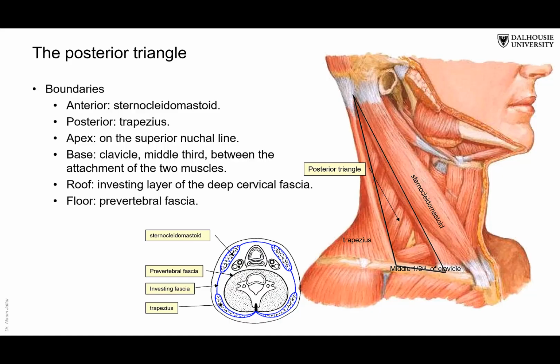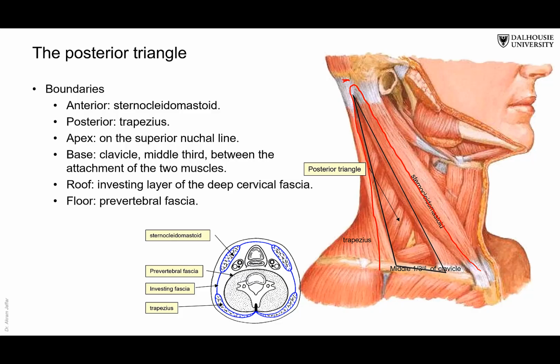The posterior triangle, if you look at it now, is bounded by the sternocleidomastoid and the trapezius. Of course, they are going to meet here at this line, which is called the superior nuchal line. We have studied that when we studied the osteology of the skull. Remember the external occipital protuberance in the midline? If you go lateral to it, there is a line, and this line is called the superior nuchal line. This term nuchal means the back of the neck.